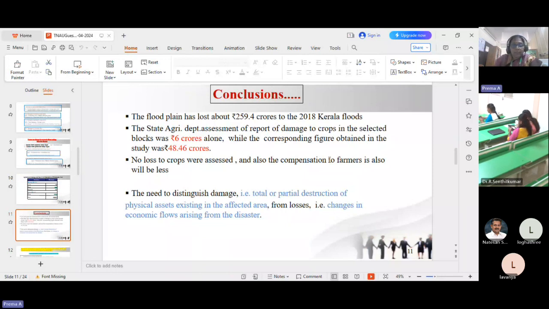So the need to distinguish damage. Is it audible? Yeah.